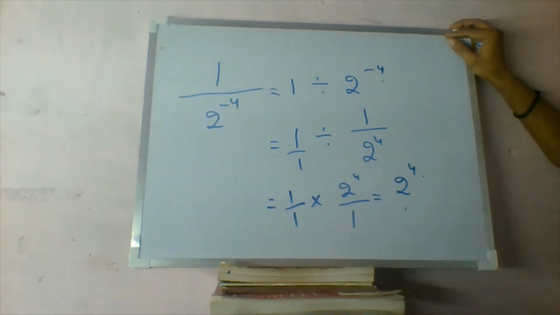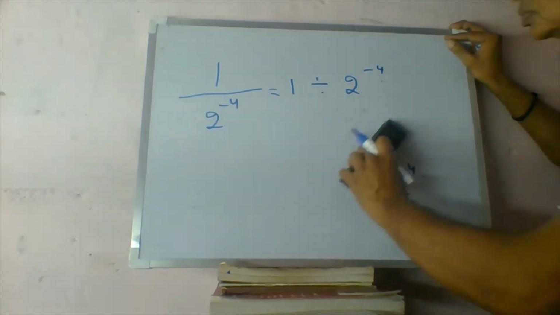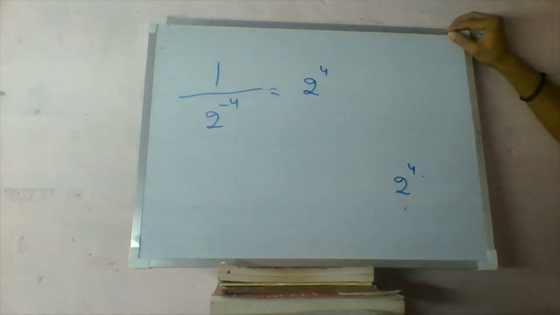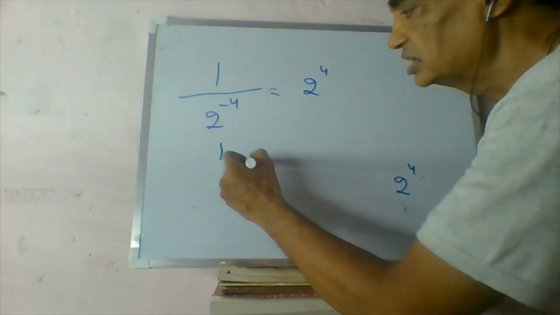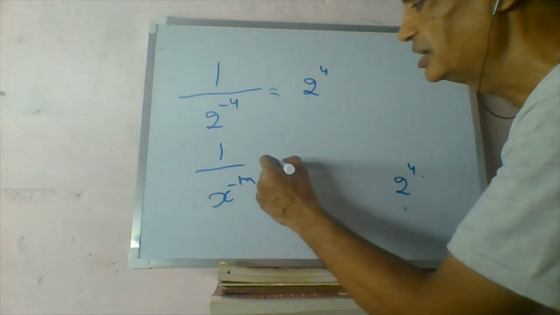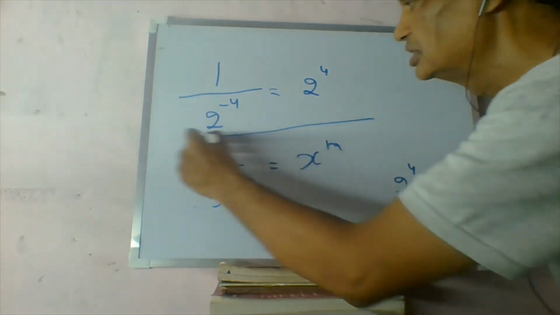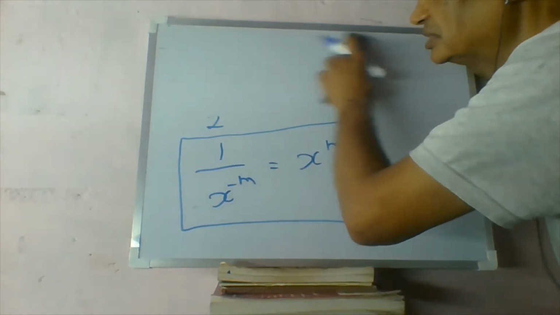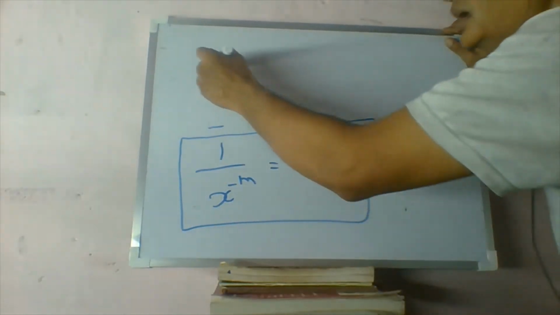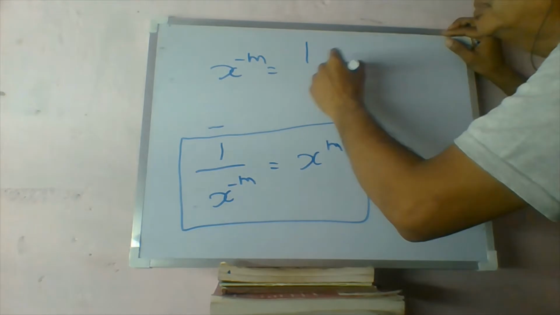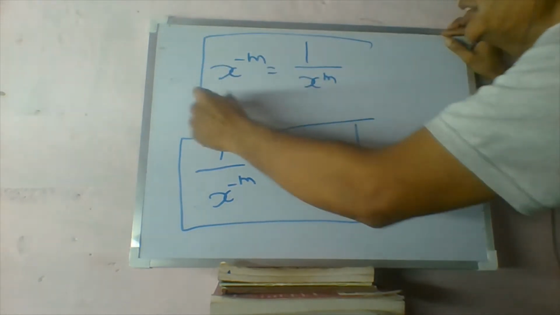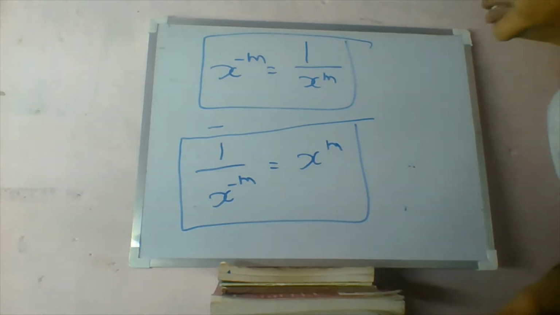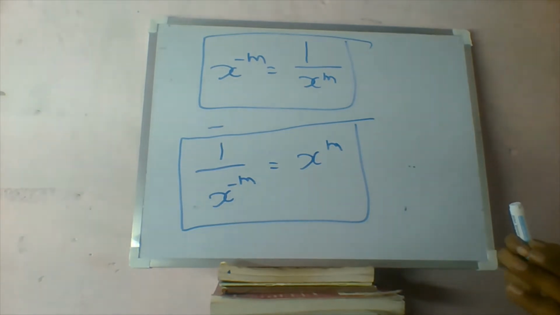So we can write here it is equal to 2 raised to power. So by that token, if it is x raised to power minus n, it will be 1 by x raised to power n. Remember this. And if it is 1 by x raised to minus n, it will be x raised to power n. Remember these two expressions, we will use them. So far so good, no problem.